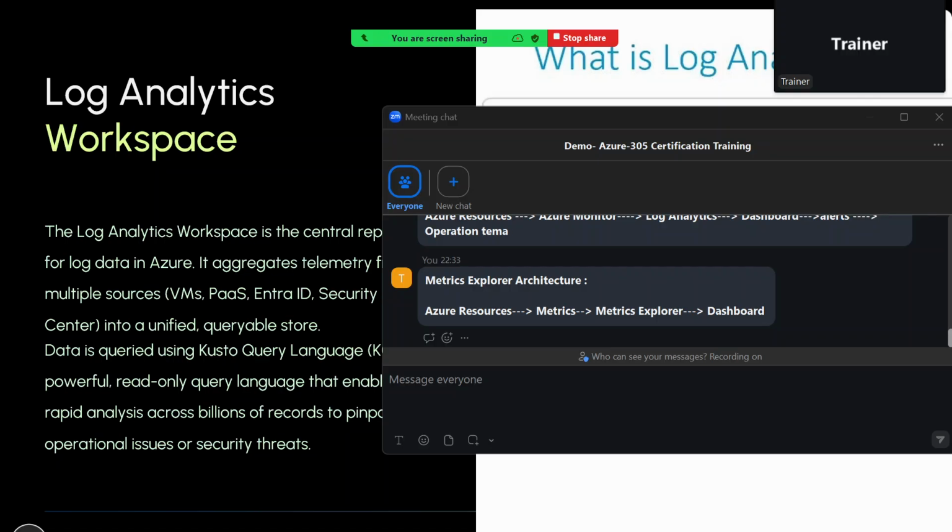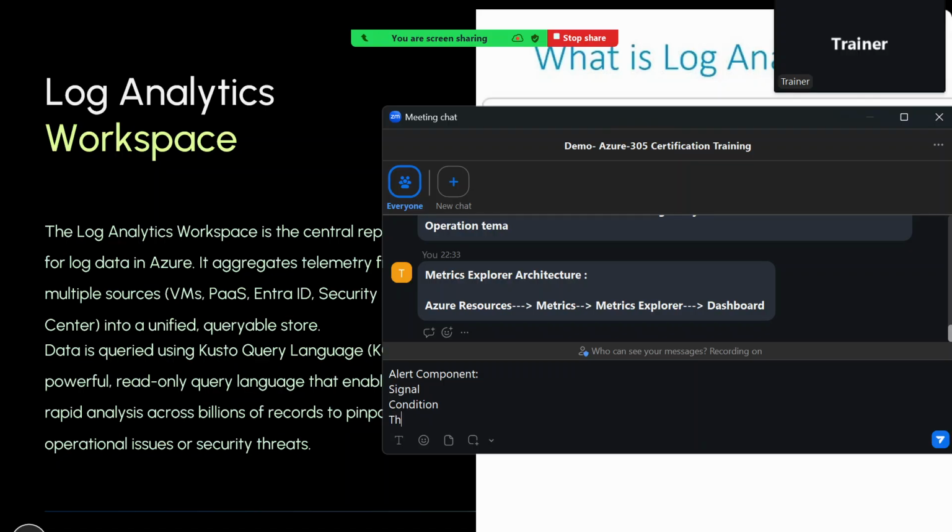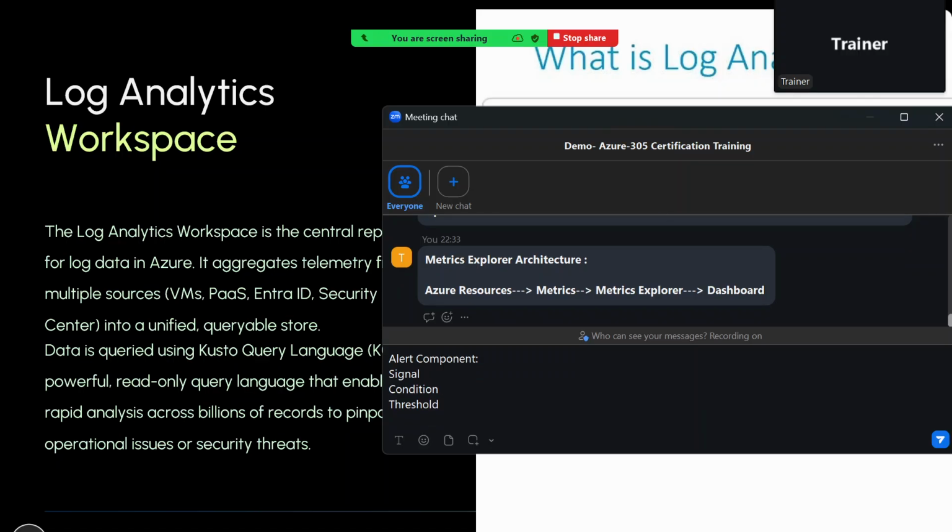And what are the alert components? Every alert includes a signal. Let me write here so you have a note. Alert components: signal, condition, threshold, and action.